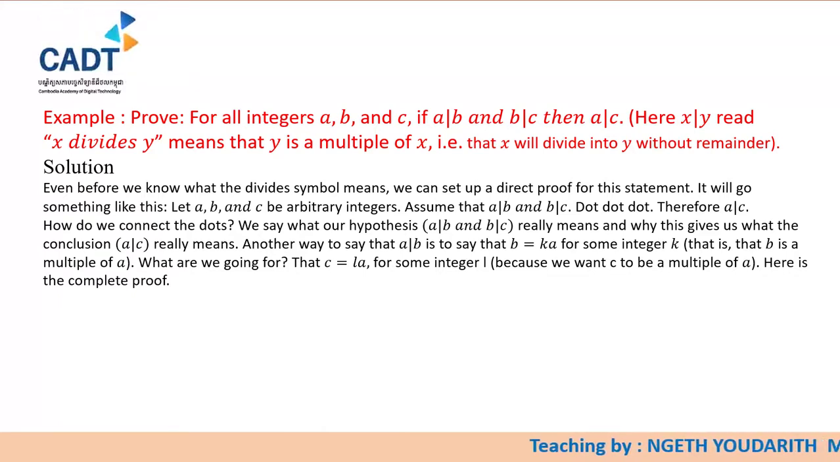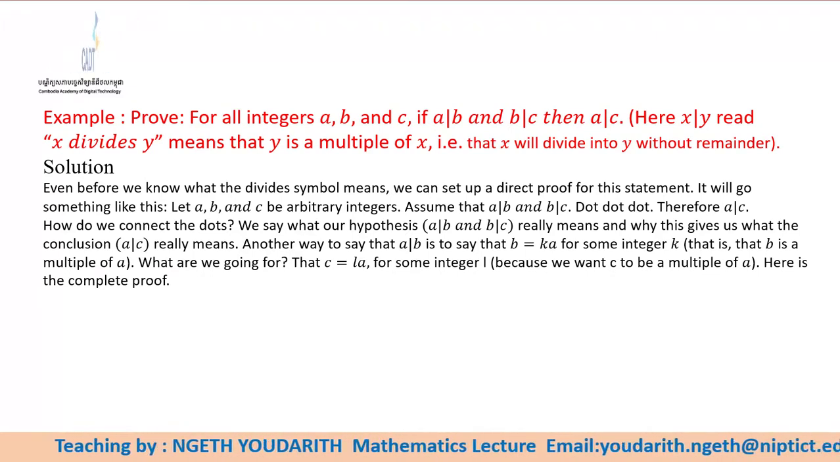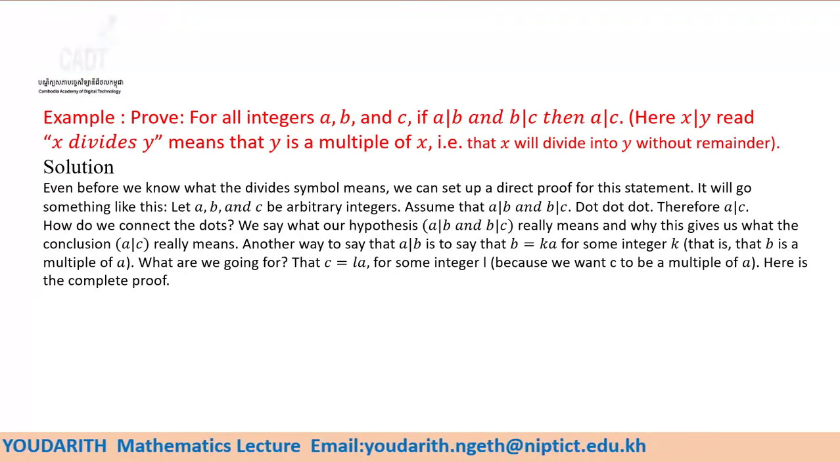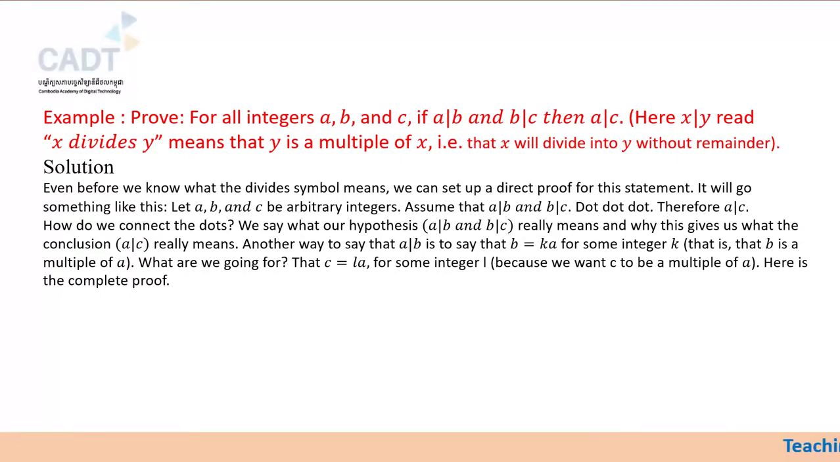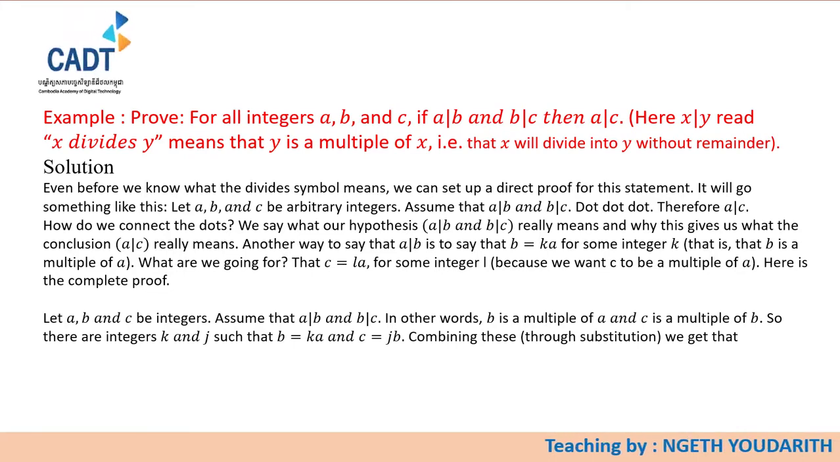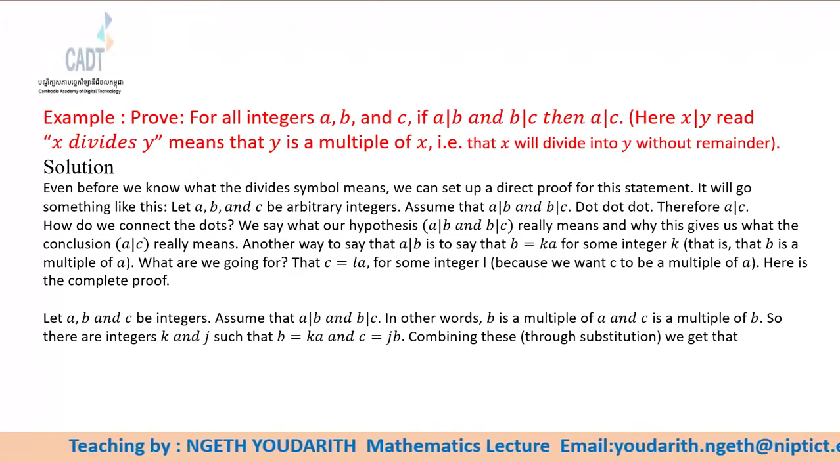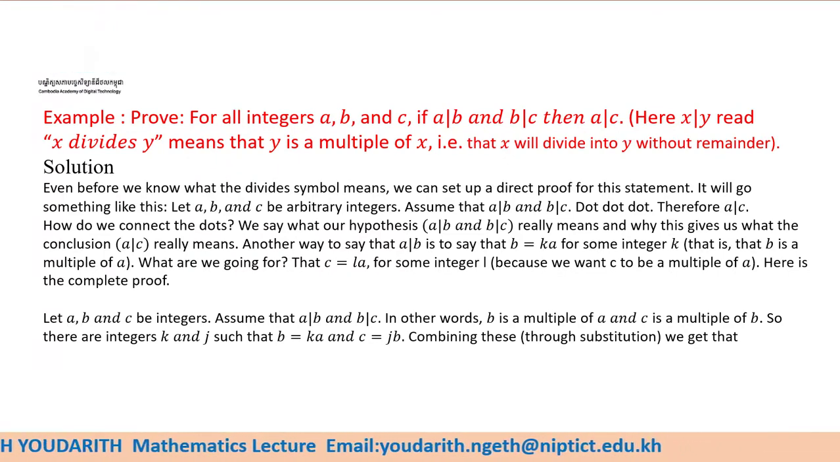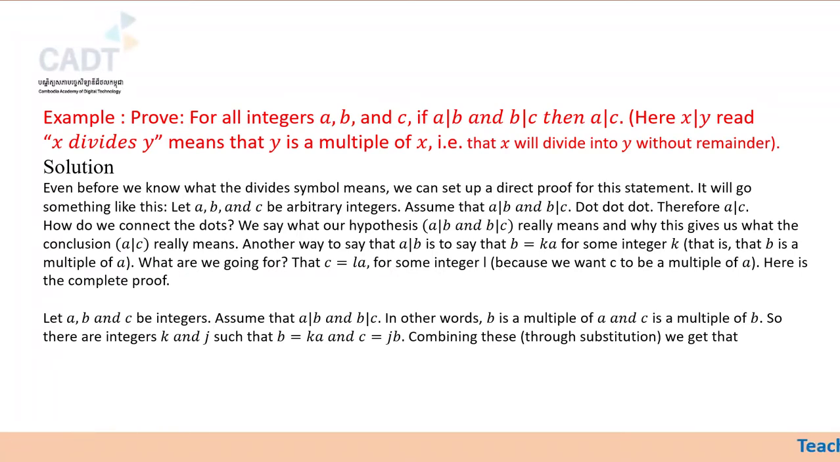What are we going for? Then C is equal to LA for some integer L, because we want C to be a multiple of A. So how do we prove this one? Let A, B, C be integers. Assume A divides B, B divides C. In other words, B is a multiple of A and C is a multiple of B. So there are integers K and J such that B equals KA and C equals JB.